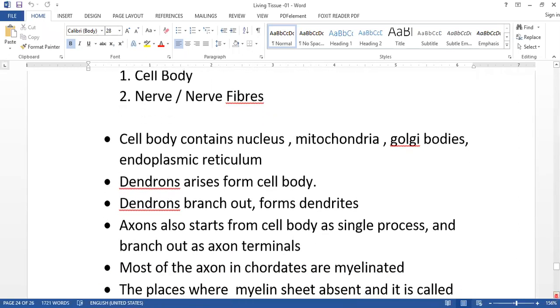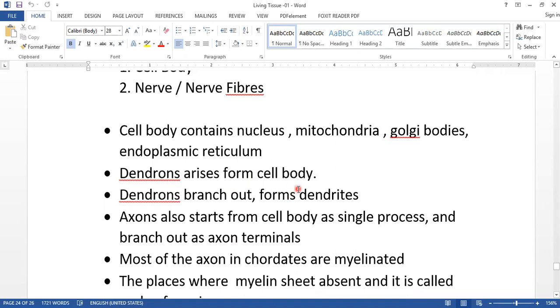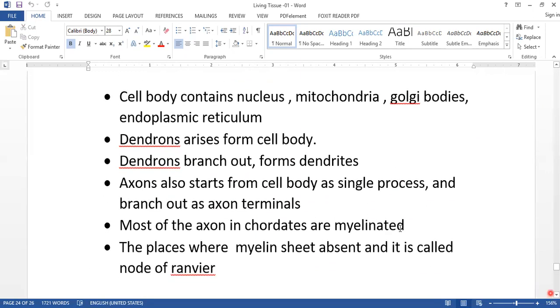It has different structural and functional characteristics. The dendrons arise from the cell body, and the dendrons branch out and form the dendrites. The axon starts from the cell body as a single process, a single line, and branches out as axon terminals. Most of the axons in chordata are myelinated.